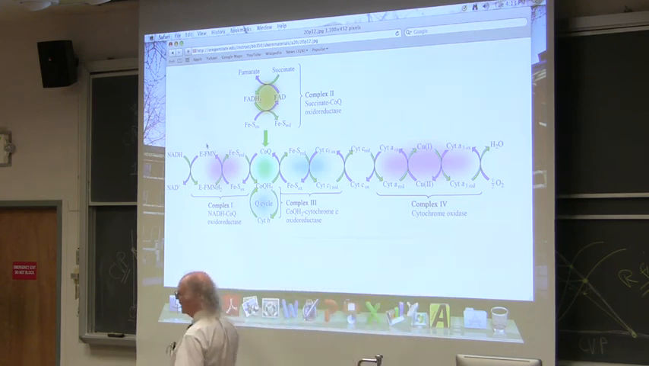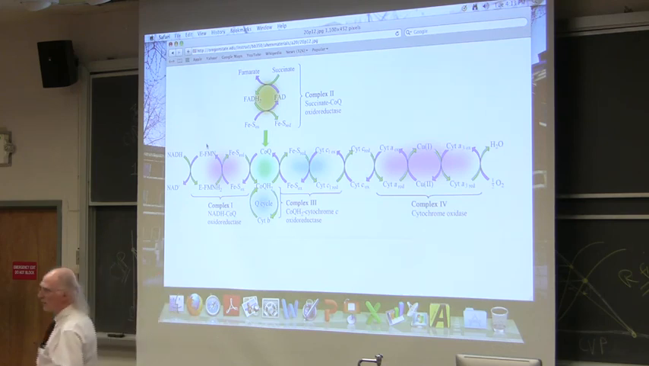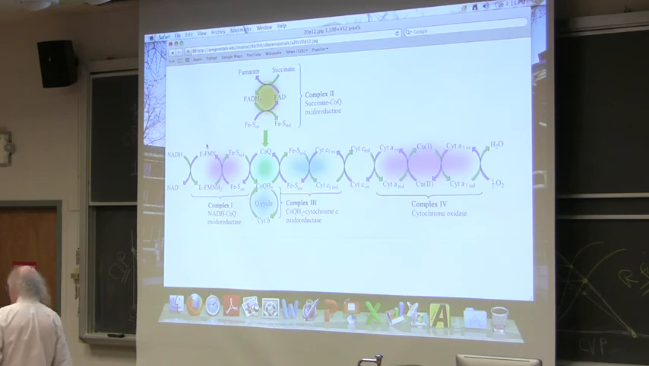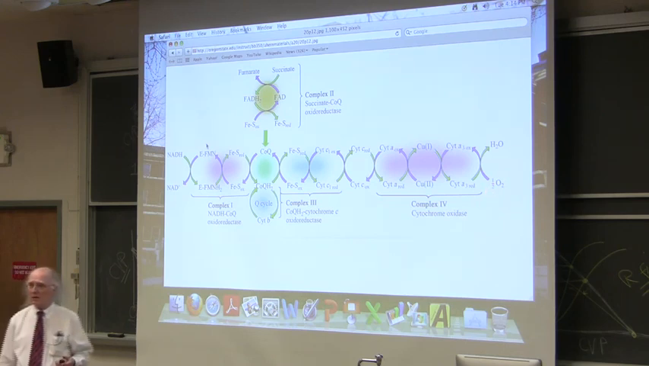And then last but not least, those electrons have to go somewhere. Complex 4 dumps those electrons onto oxygen, which grabs a couple protons out of the solution and makes water.